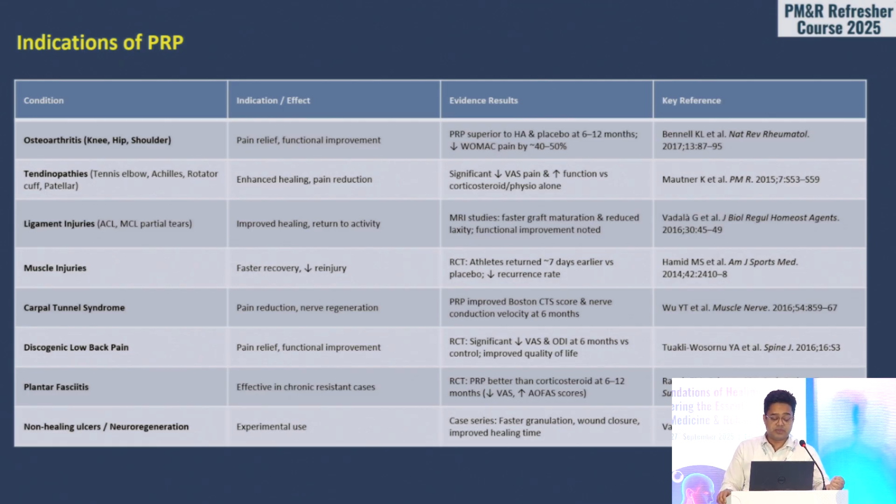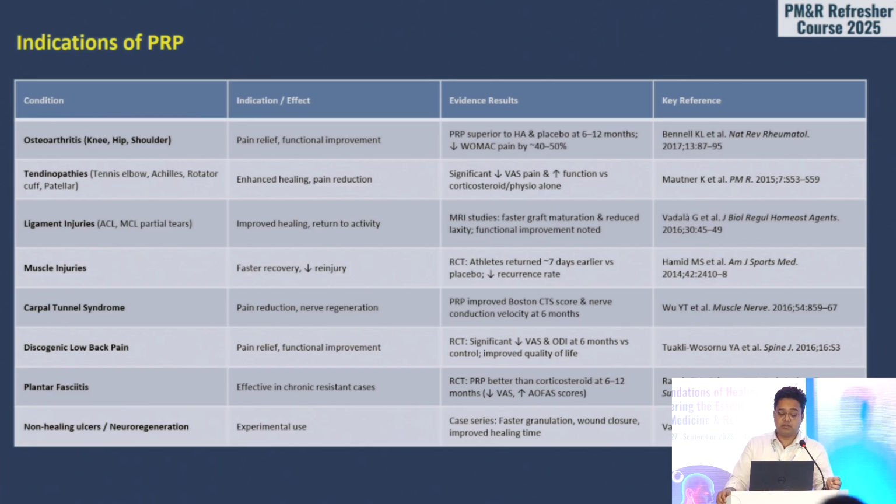In muscle injury, faster recovery and fewer chances of re-injury. In an RCT, athletes returned 7 days earlier versus placebo, with a low recurrence rate. In carpal tunnel syndrome, pain reduction and nerve regeneration: PRP improved Boston CTS score and nerve conduction velocity at 6 months. Discogenic low back pain: pain relief and functional improvement, and an RCT showed a significant decrease in VAS score. And plantar fasciitis: effective in chronic resistant cases.